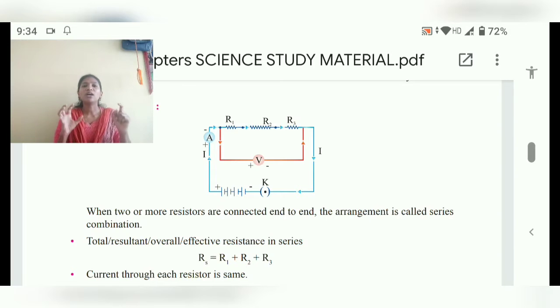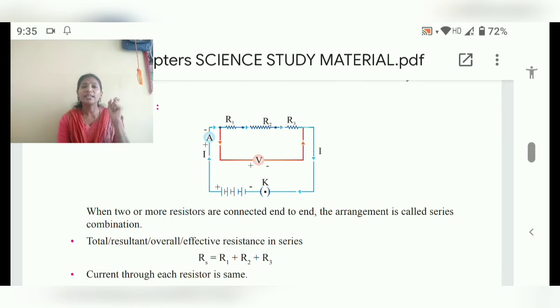When resistors are connected in series, if you want to find the total, according to Ohm's law, what is the formula? V is equal to IR. V is proportional to I. That is, the potential difference across the wire is directly proportional to the current. Ohm's law is very important: V is equal to IR, where V is the potential difference, I is the current, and R is the resistance.